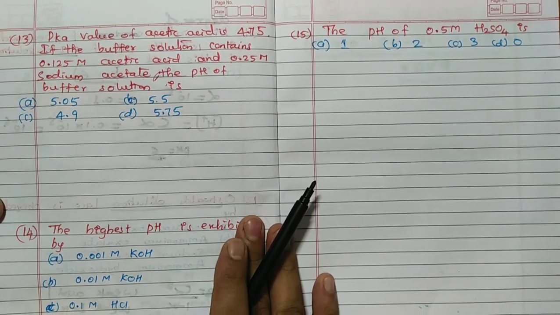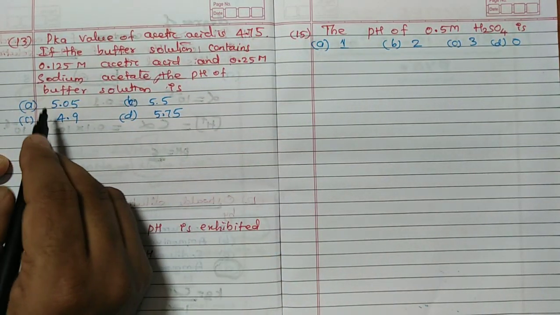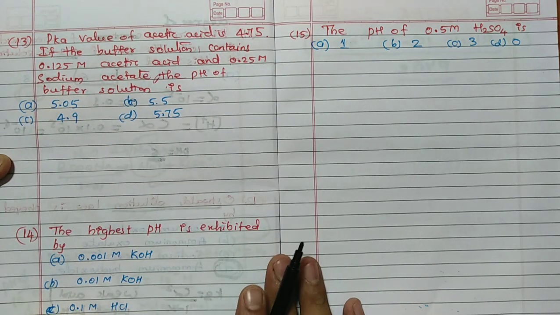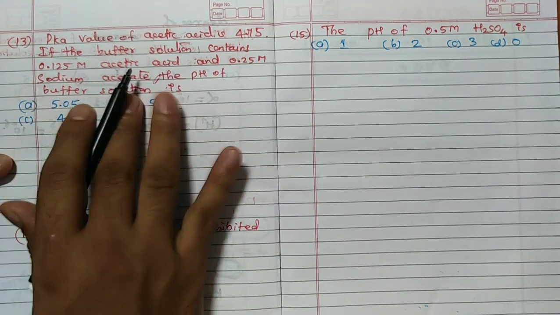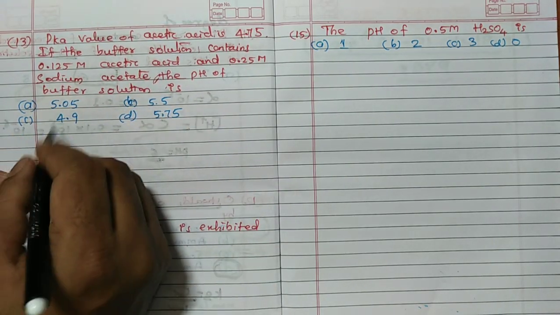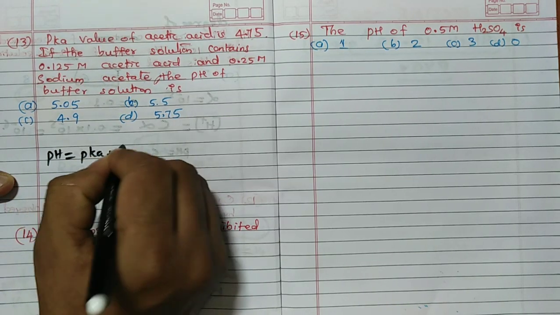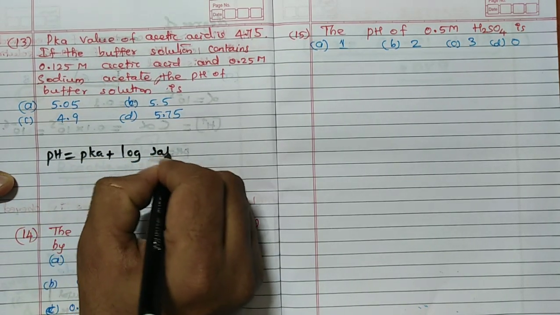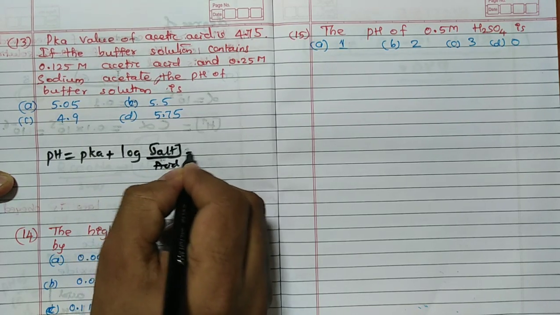Then the pKa value of acetic acid is given as 4.75. The buffer solution contains 0.125 M acetic acid and 0.25 M sodium acetate. What is the pH of the buffer? So we use Henderson's equation: pH is equal to pKa plus log of salt concentration divided by acid concentration.